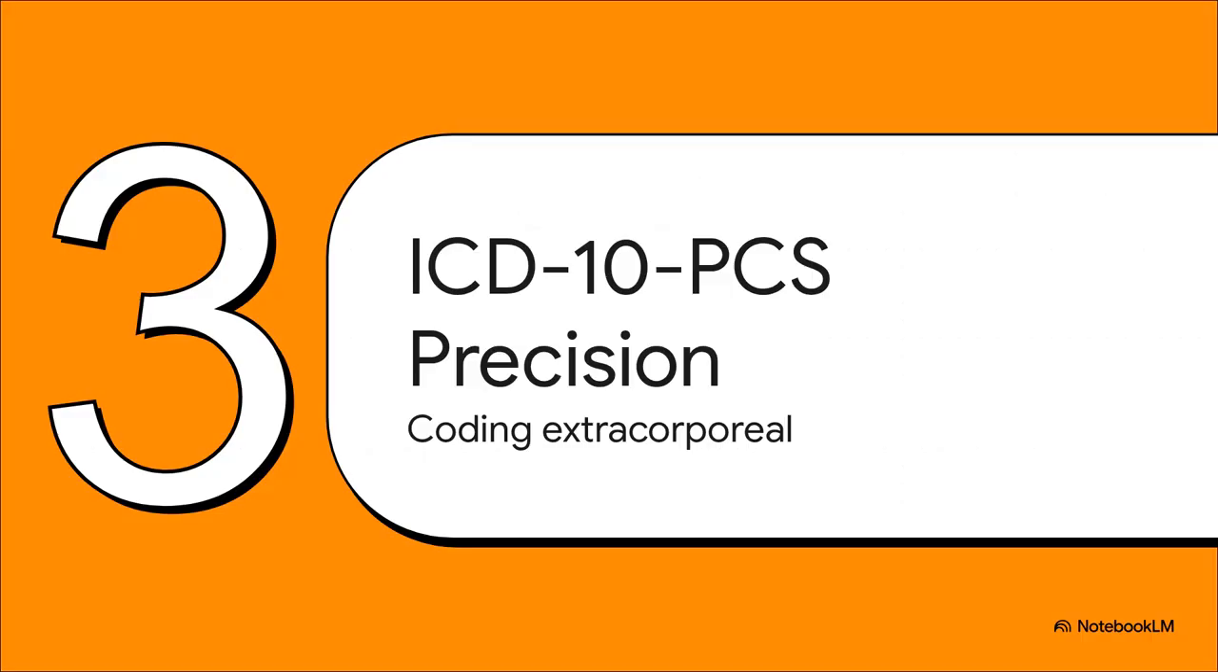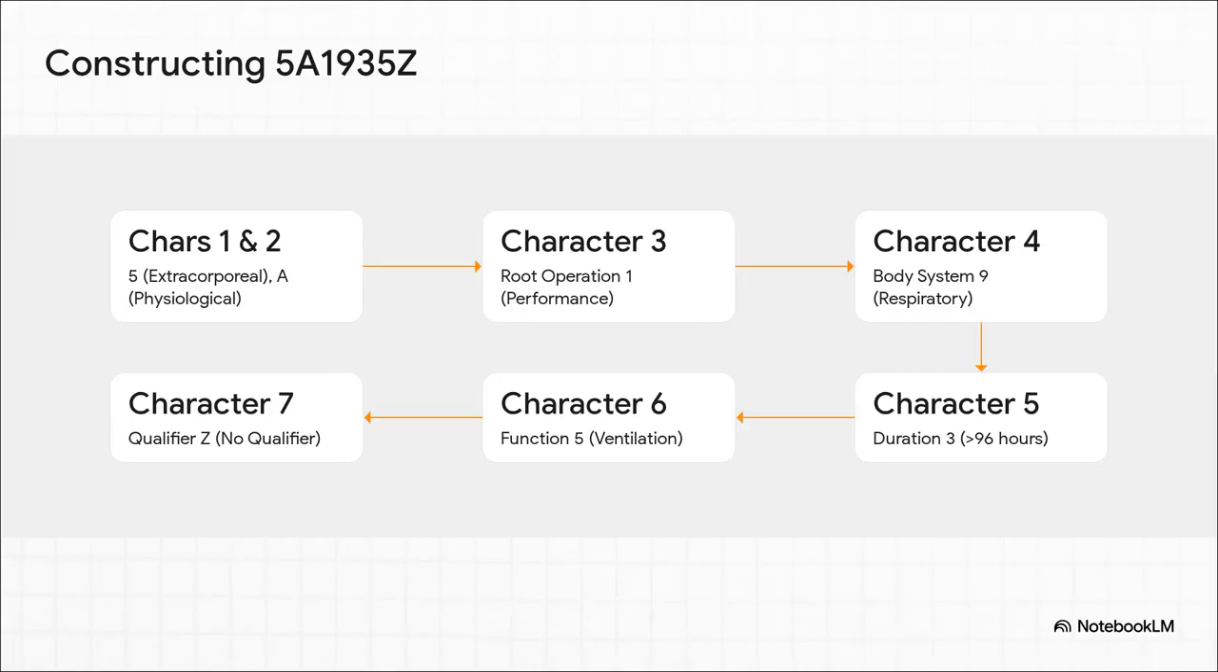Okay, part 3. Let's take all of that complex clinical knowledge we just covered and translate it directly into surgical ICD-10-PCS coding precision. Let's actually build one of these codes together. We're going to construct the exact 7-character code for continuous respiratory ventilation that lasts greater than 96 hours. We kick things off in section 5 for extracorporeal assistance and performance. Our second character, the physiological system, is A.